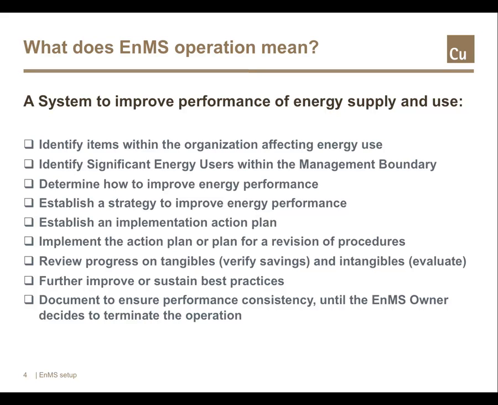An energy management system is designed to improve the performance of energy supply and energy use. The list here suggests important elements to be incorporated in your energy management for effective operation. What are the key energy items you need to manage? What are the significant energy uses in your operation? What should you do to improve energy performance? Set up a strategy for the operation of your energy management system. Draw up an effective action plan for system implementation. Manage in a way that follows the plan when implementing.